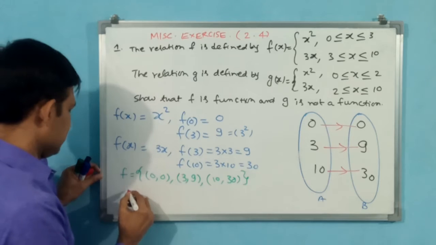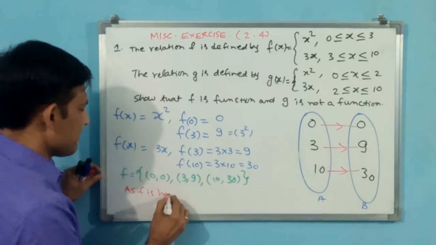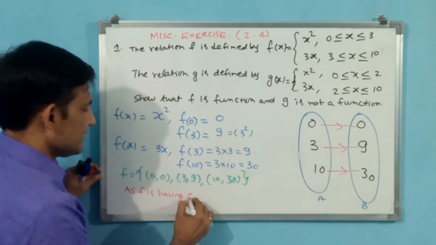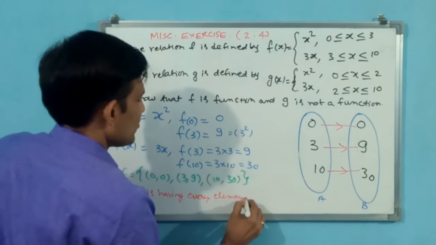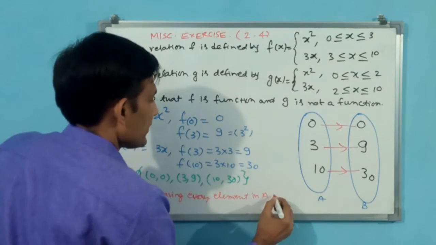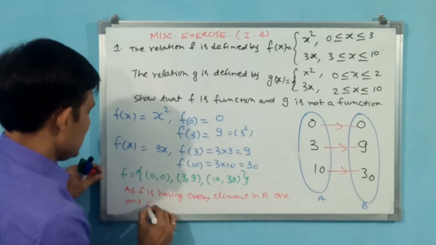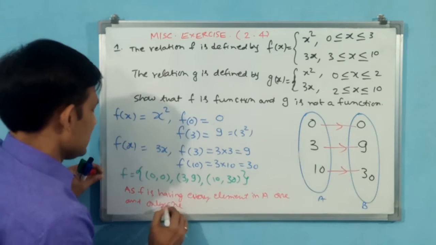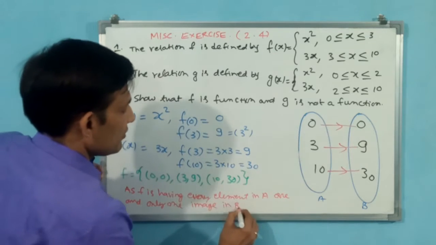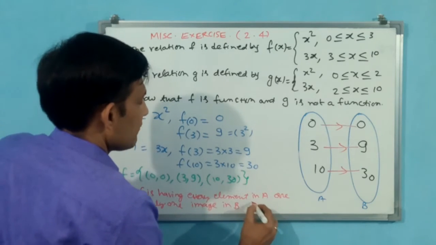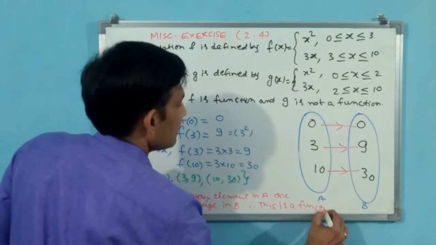F is a function. You use it as F is having every element in A one and only one image in B. Therefore, this is a function.